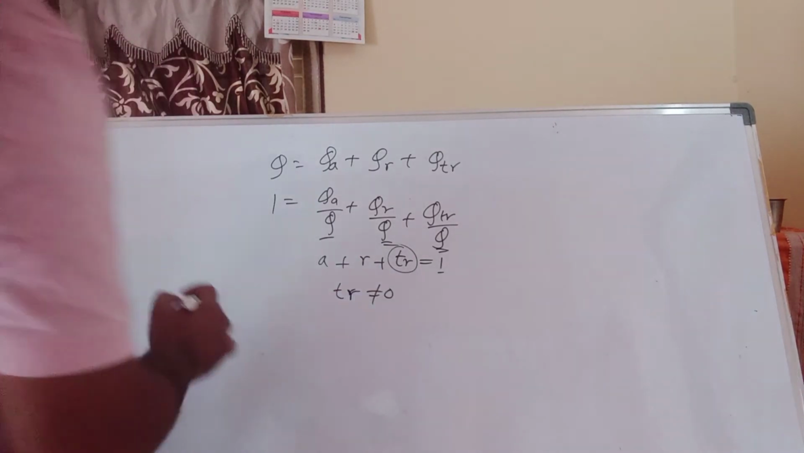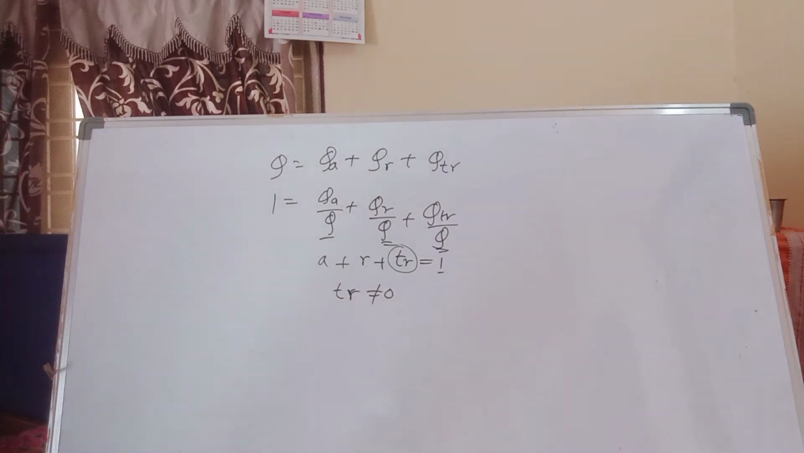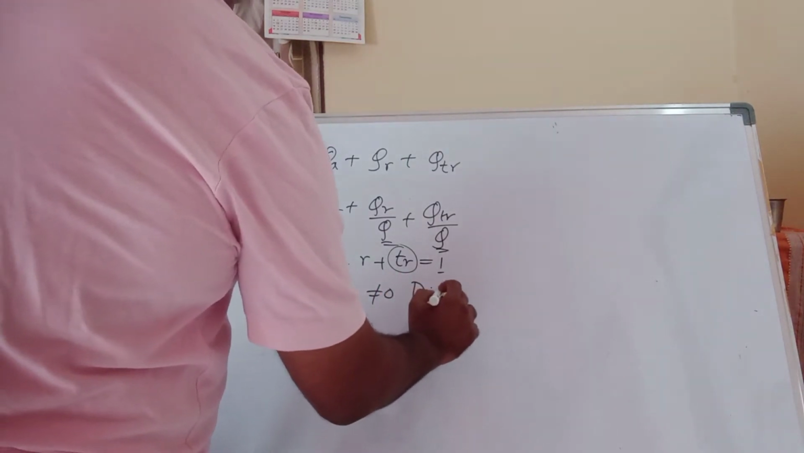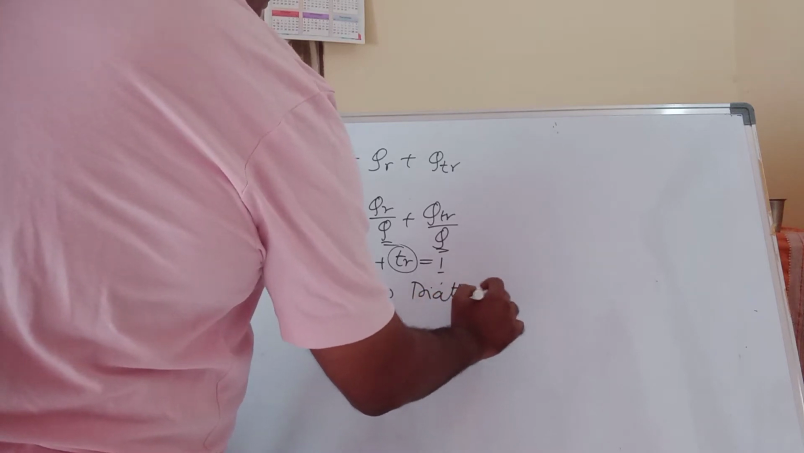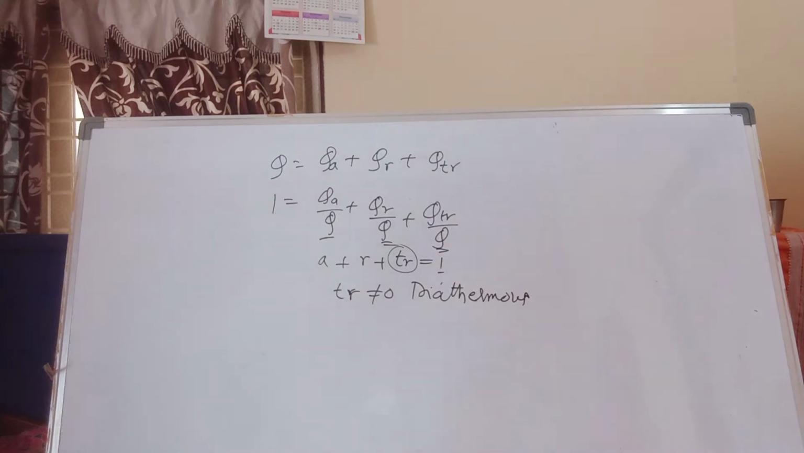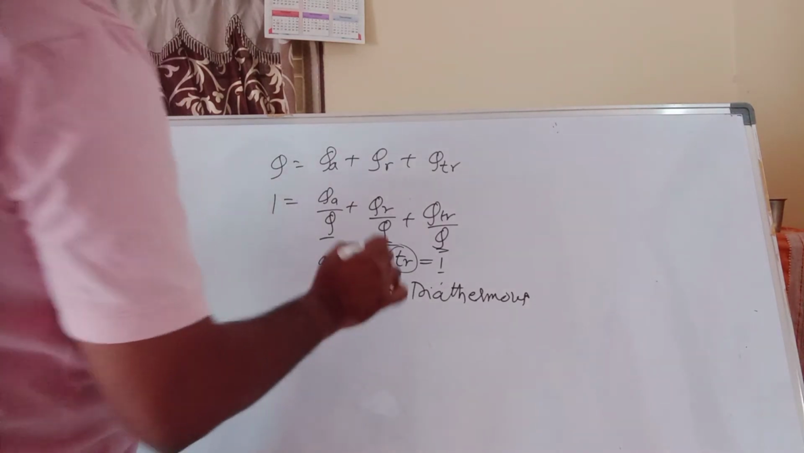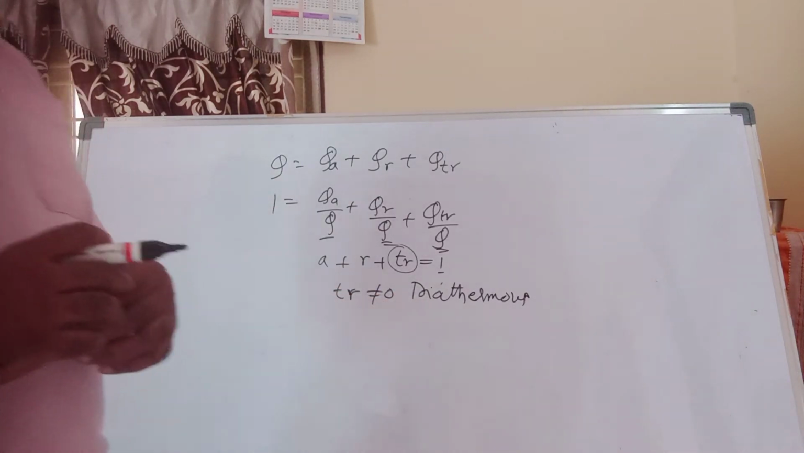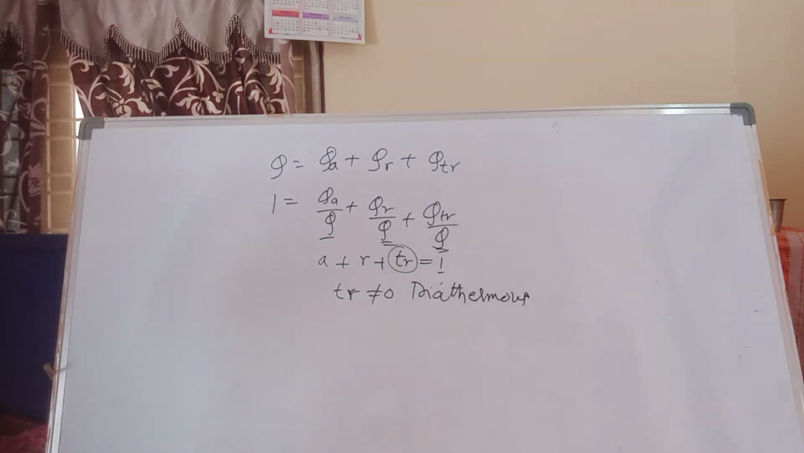If it is not equal to 0, that means some value is there. Such type of materials are called diathermous type of materials. Diathermous type of materials means what? So definitely some radiation is happening. These are those type of substances where some radiation is happening actually.